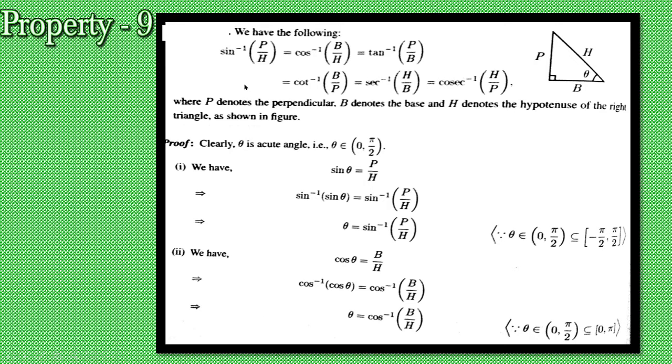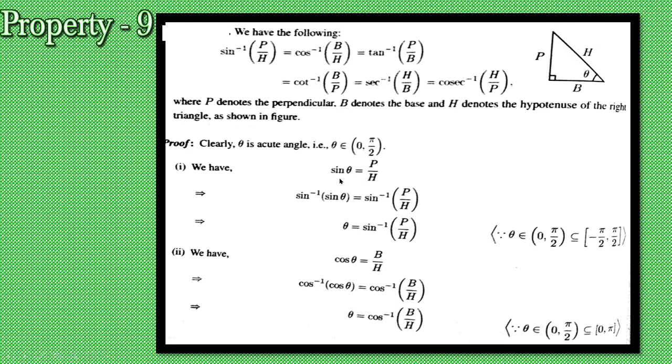One more property. Here, look at this right angle triangle with sides P, B and H. Sine inverse P by H is equal to cos inverse B by H is equal to tan inverse P by B is equal to cot inverse B by P is equal to sec inverse H by B is equal to cosec inverse H by P. This is very useful, and we are going to use it. Now let's see how they all are equal.